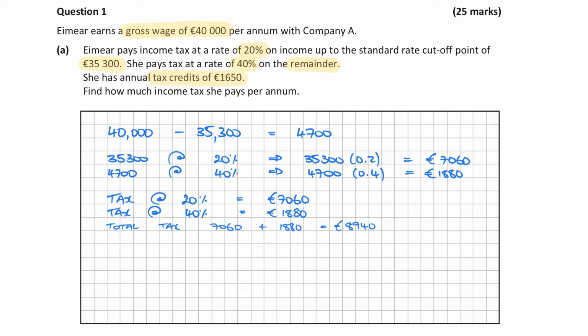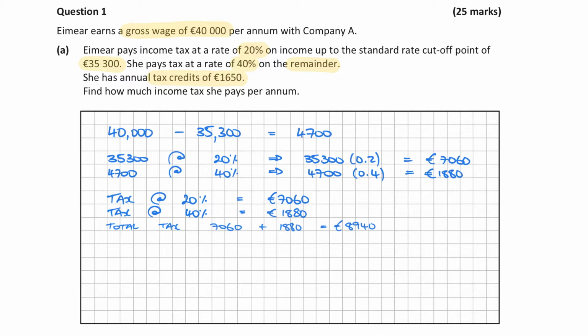But we know that she gets a tax credit. So if she gets a tax credit, that just means a reduction. So think of a tax credit like a voucher. It's like a voucher from the government to say that instead of having to pay that full amount of tax there, we're going to give you a tax credit, which means we're going to leave you off 1,650, right?